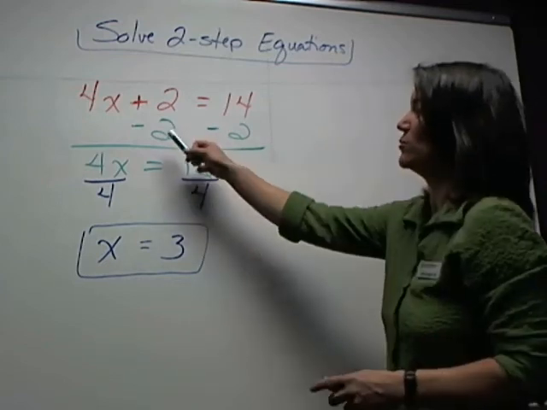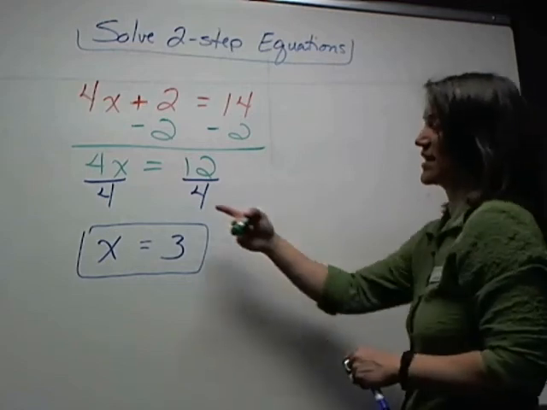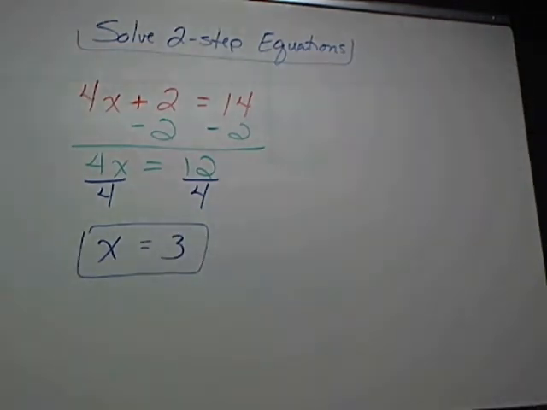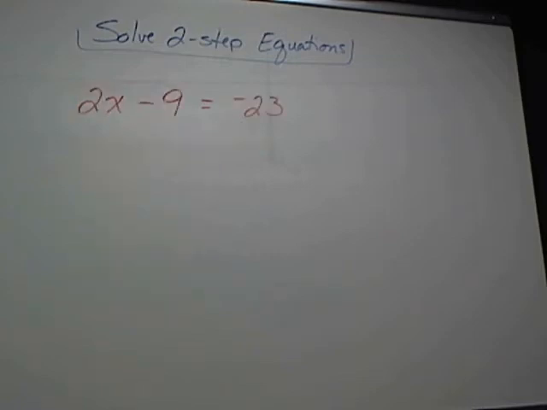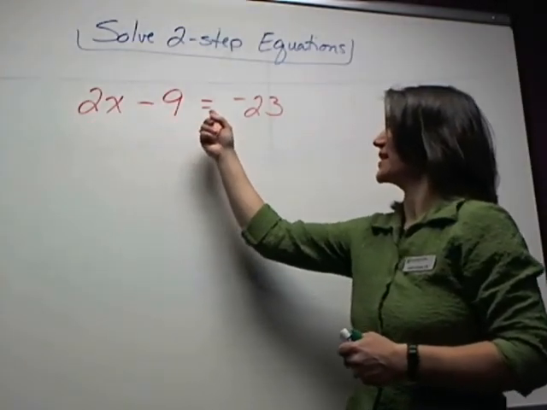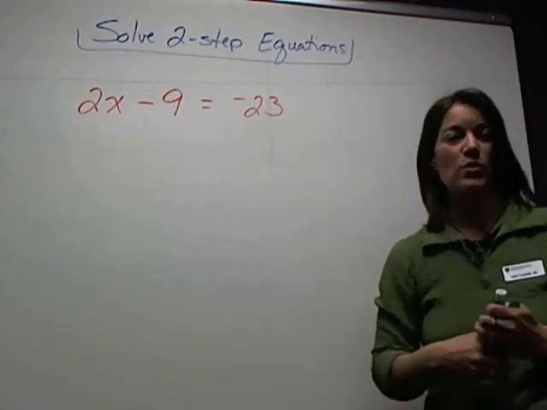Remember, the first thing we did was add or subtract. The second thing we do is divide. Let's do another. Now this one's going to be a little bit harder because we have negatives. It's 2x minus 9 is equal to a negative 23.